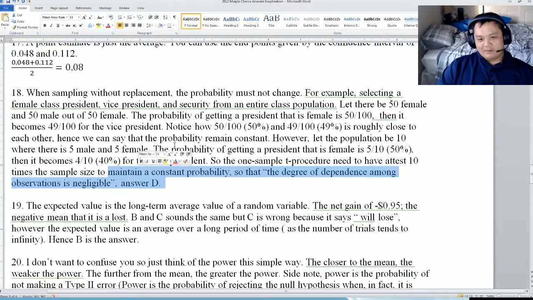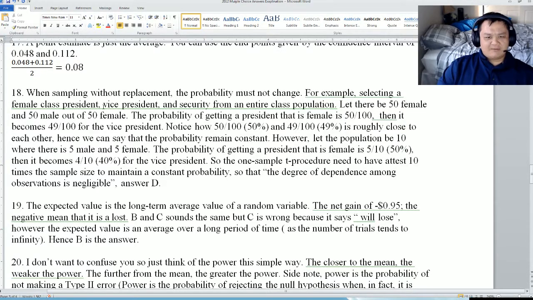So when sampling without replacement, the probability must not change. For example, selecting a female class president, vice president, and secretary from an entire population. Let's pretend there are 50 females and 50 males out of 100. The probability of getting a president that is female is 50 out of 100. Then the next chance is 49 out of 99. Notice that 50 out of 100 is 50% and 49 out of 99 is about 49%. See how they're roughly close to each other? So you could almost say that the probability remains constant.